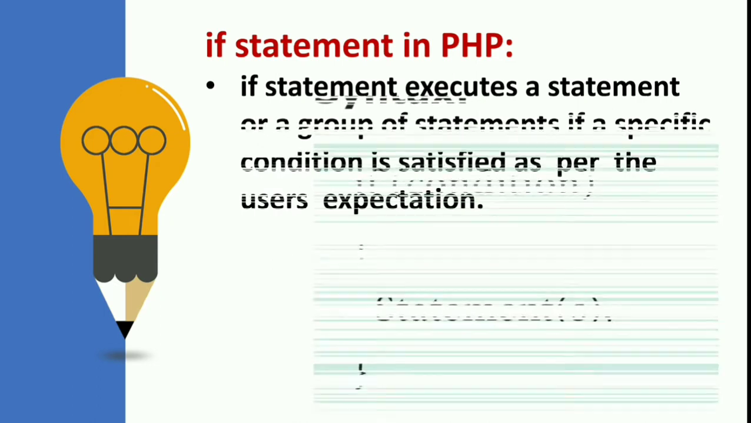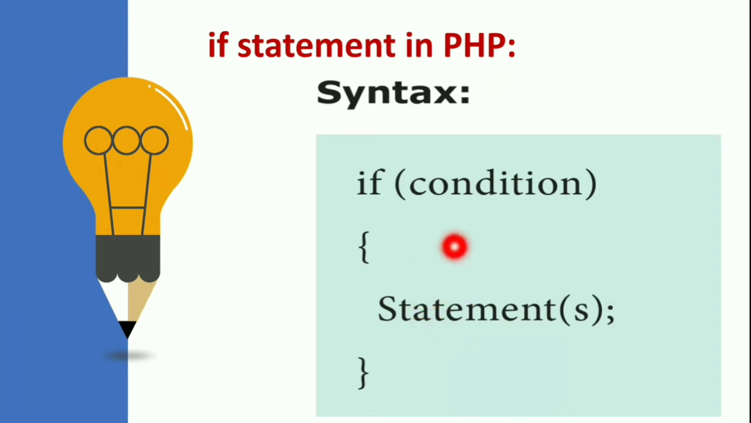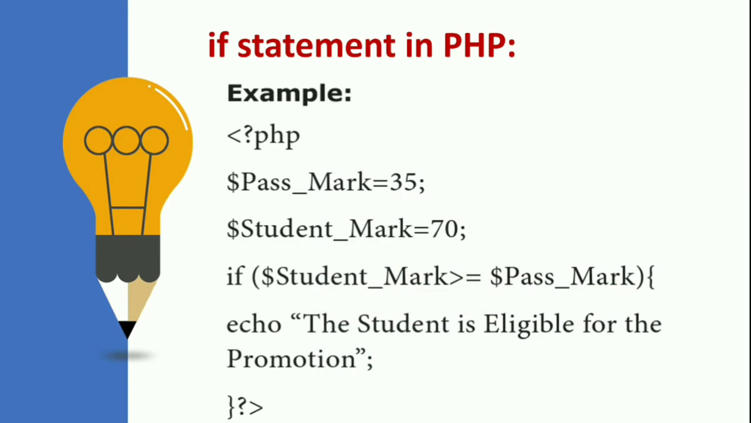So let us see the syntax. Syntax means general form. We have a procedure to write this type of statements. We have to write the word if in small letters, and inside the bracket you have to write the condition. An open and close curly bracket is used to specify the action block. Action block means the statements you write within the open and close curly bracket. Now let us see an example for this.